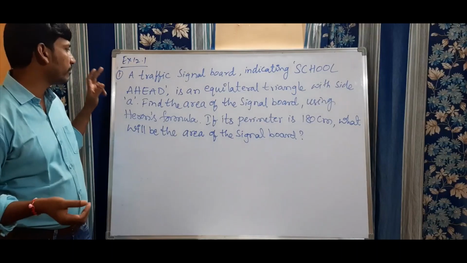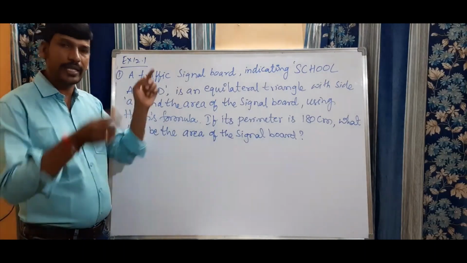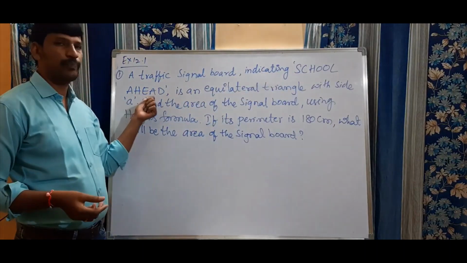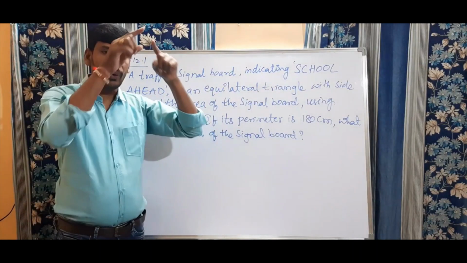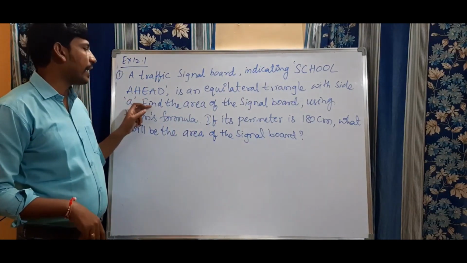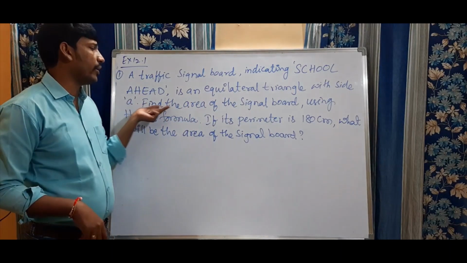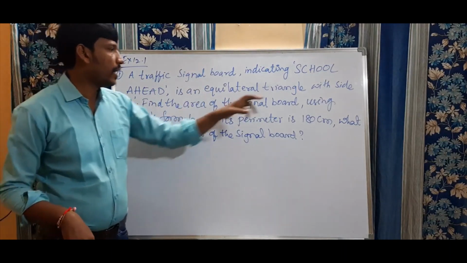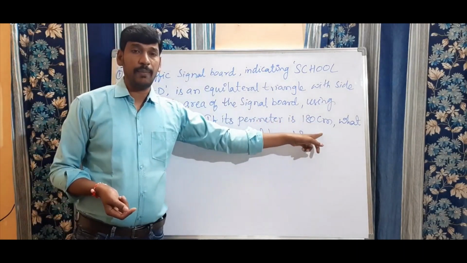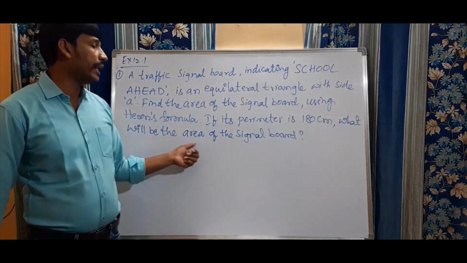Exercise 12.1, first question. A traffic signal board indicating school ahead. There is a traffic signal board near a school. The board is in the form of an equilateral triangle with side a. Now find the area of the signal board. And the next question: if its perimeter is 180 centimeter, then what will be the area of the signal board?